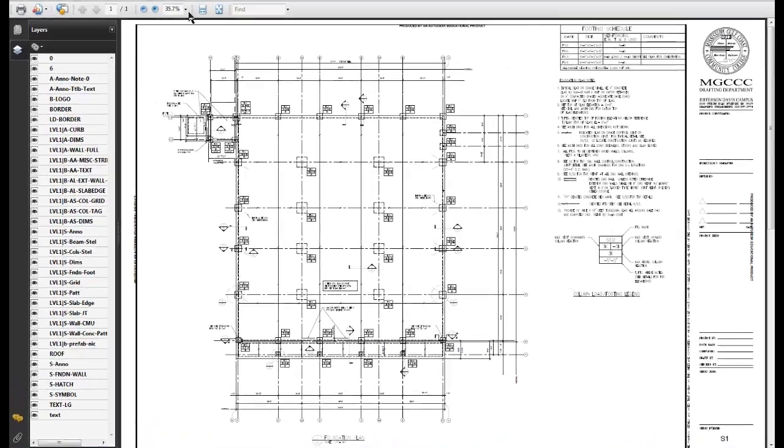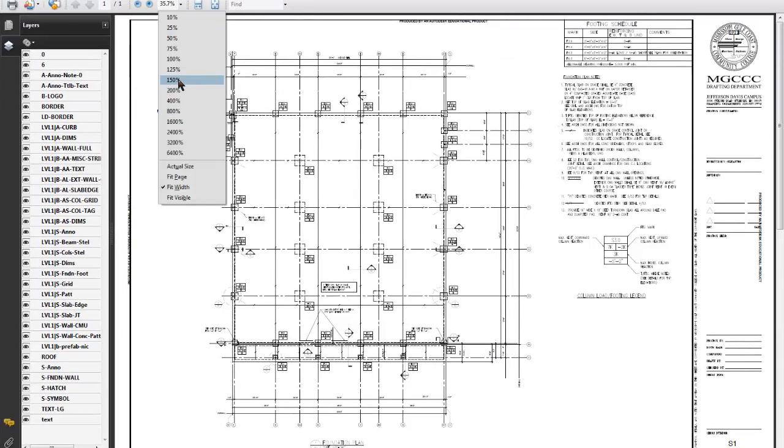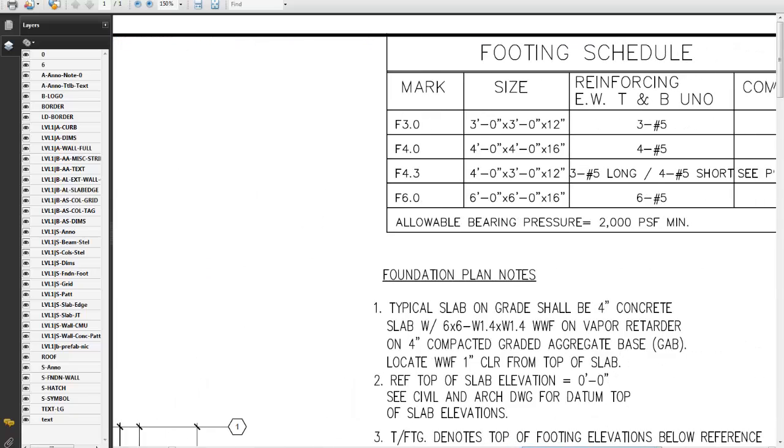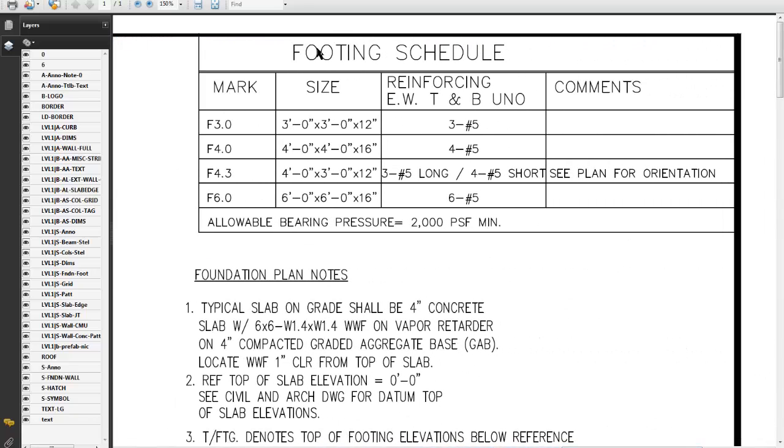So what we're going to start looking at first is actually going to be the notes and the legends. Up here at the top, we have a footing schedule, and we'll look at all this on the plan in a second. But we have the mark, in other words, how it's marked on the plan, and what size each mark is. So if this is footing number 3, or footing 3.0, it is 3 foot wide by 3 foot deep by 12 inches high. What type of reinforcing does it have in it? It has 3 number 5 bars, and then of course, if we have any comments, we can put them out there. But this is just a very basic, simple, typical footing schedule and how it would be used.